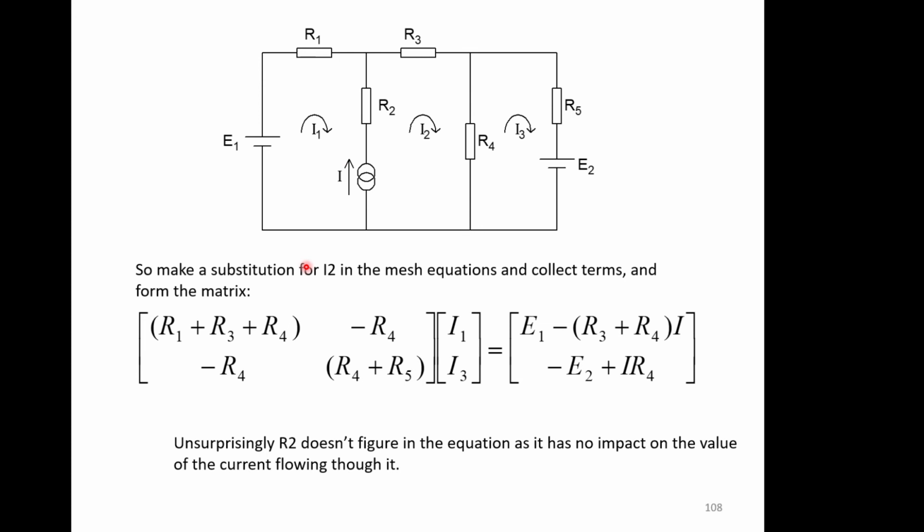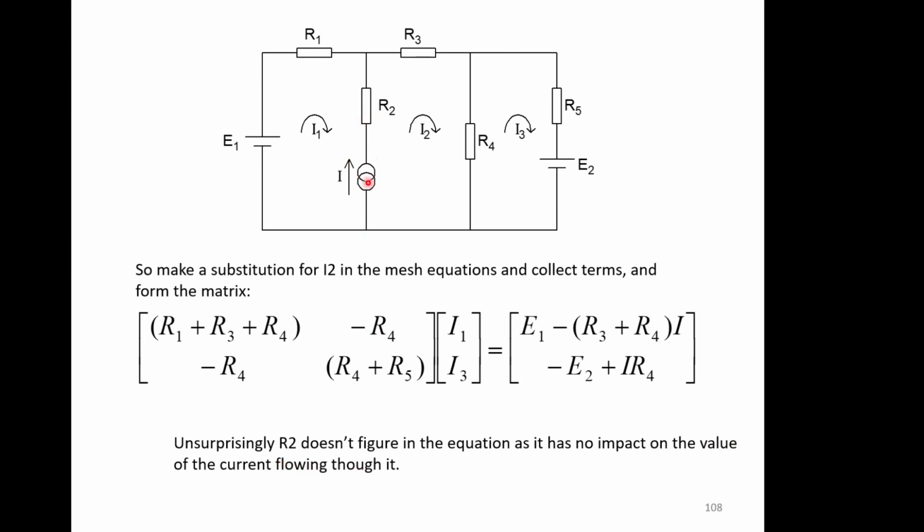So exactly the same as before, we just need to construct our matrix equation, which you can just go back to the previous slide, copy the numbers over and see how it goes. Slightly more complicated on this side, but it's still following the basic rules. It just comes from the previous equations, and unsurprisingly, well, it should be unsurprising now, R2 doesn't figure in the equation as it has no impact on the value of the current flowing through it.